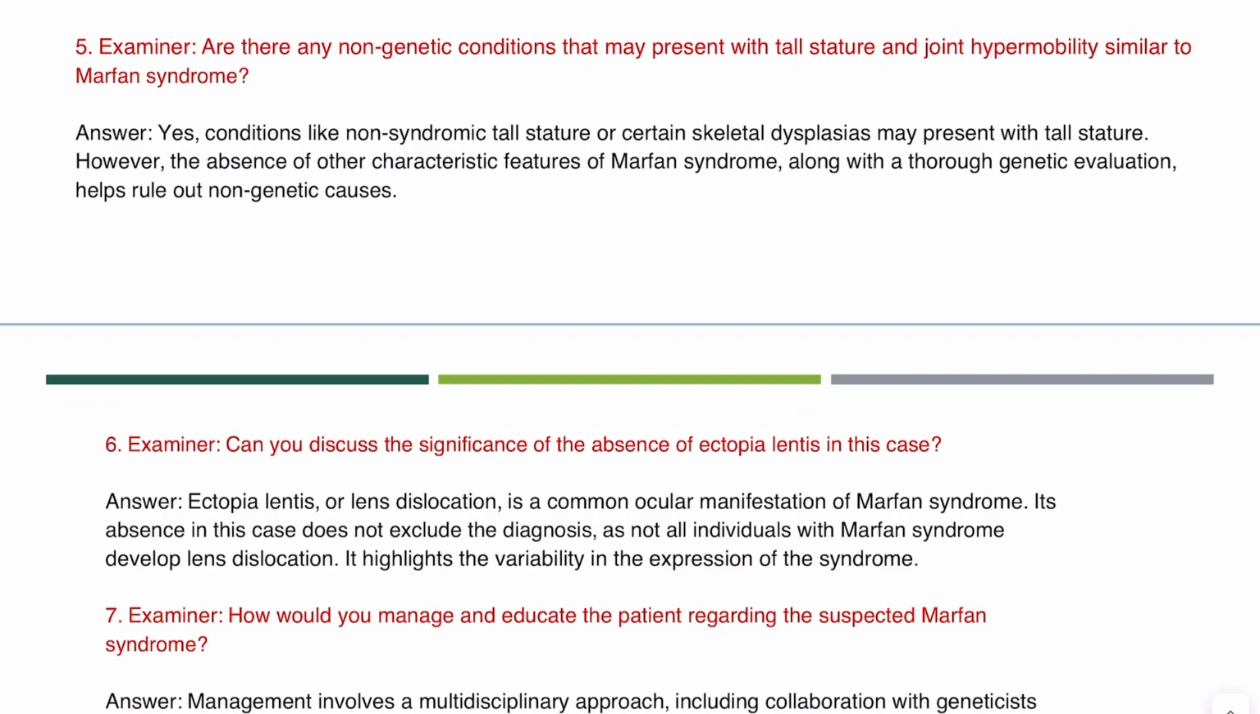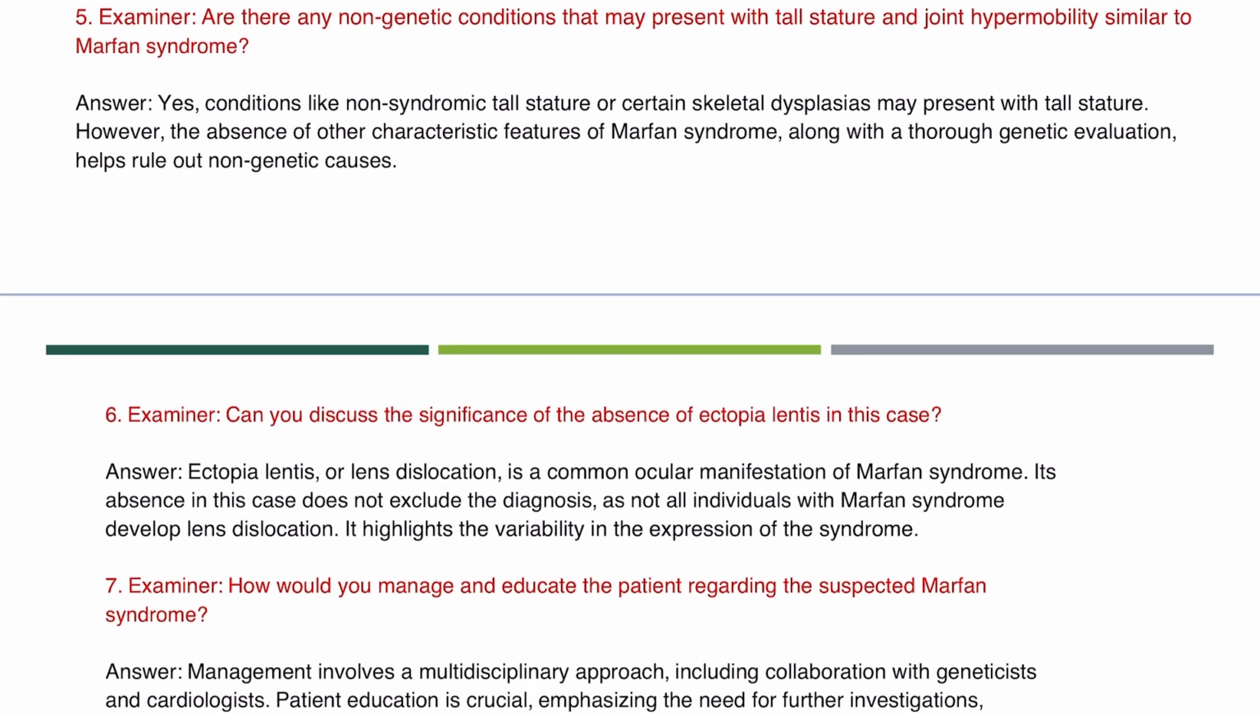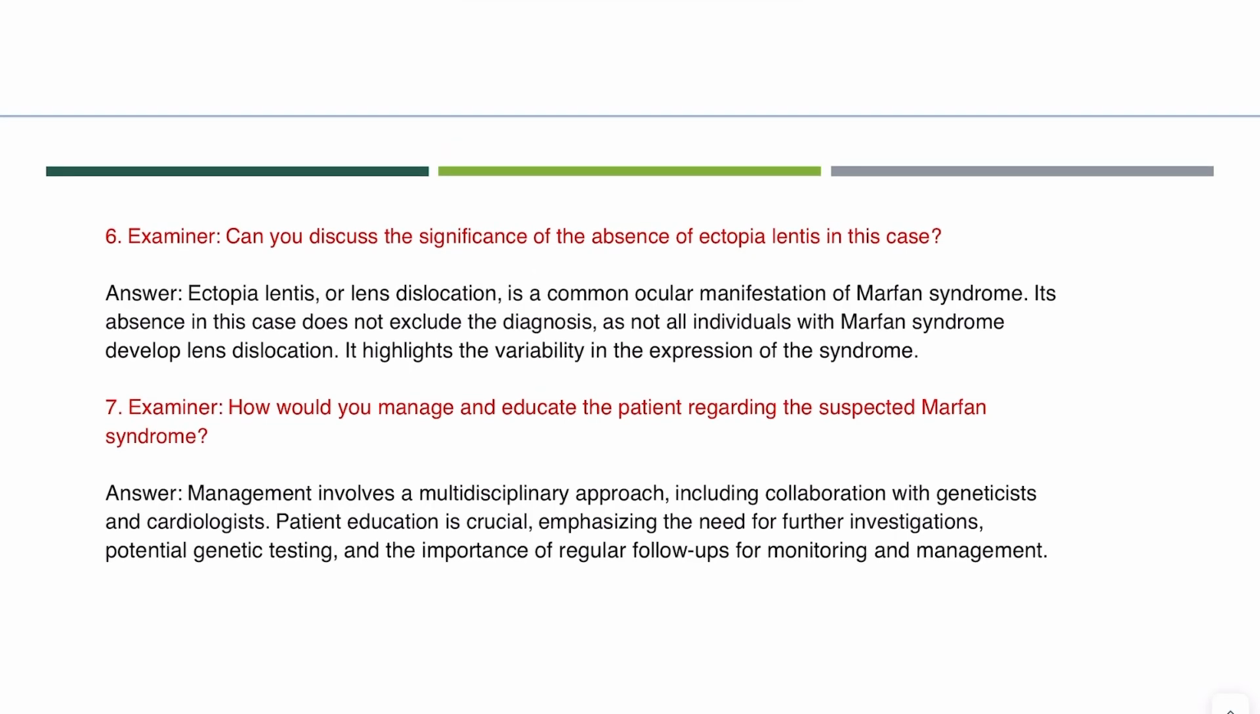Are there any genetic conditions that may present with tall stature and joint hypermobility similar to Marfan's? Other non-syndromic tall stature, we already talked about it, and certain skeletal dysplasias. What about the significance of ectopia lentis? Ectopia lentis, or lens dislocation, is a common ocular manifestation of Marfan's, and its absence in this case, however, does not exclude the diagnosis, and it highlights the variability in the expression of the syndrome.